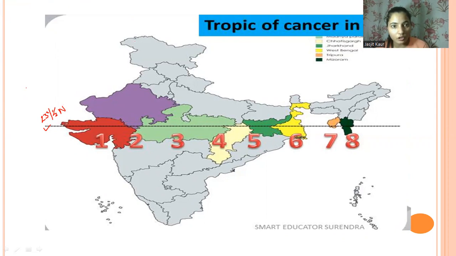Now, the first one we have is Gujarat. Then we have a very little portion here in Rajasthan. Then the third one is Madhya Pradesh. Then the fourth is Chhattisgarh. Then we have Jharkhand, West Bengal, Tripura, and Mizoram. So these are the 8 states through which the Tropic of Cancer passes. You have to remember the names of the states through which this latitude passes. This latitude divides the country, India, into two equal halves.